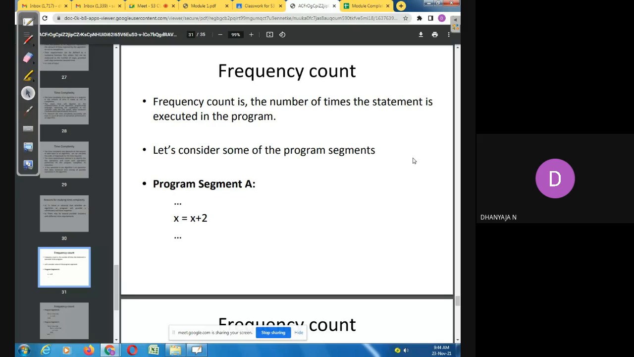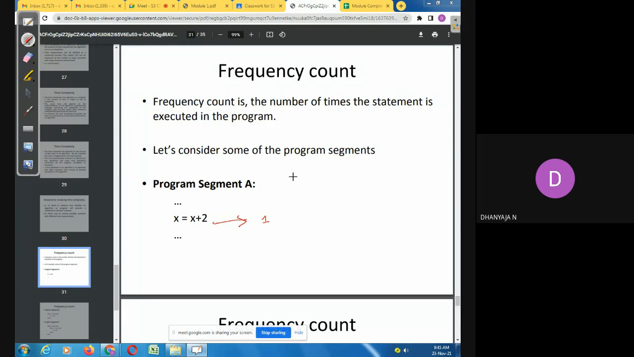Now just consider this example. x equal to x plus 2. How many times will this statement execute? How many times will this particular statement x equal to x plus 2 be executed? That is my question. One time. Yes, very good. Very good, Agash. Very good, Anurag.